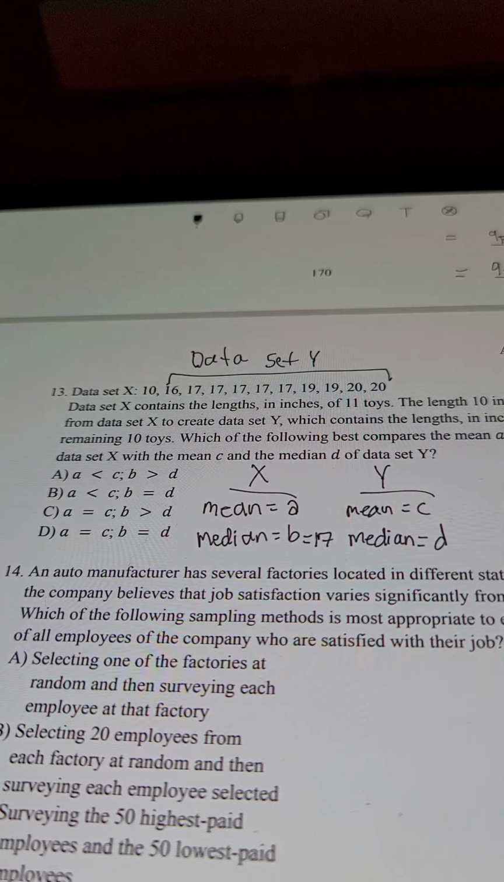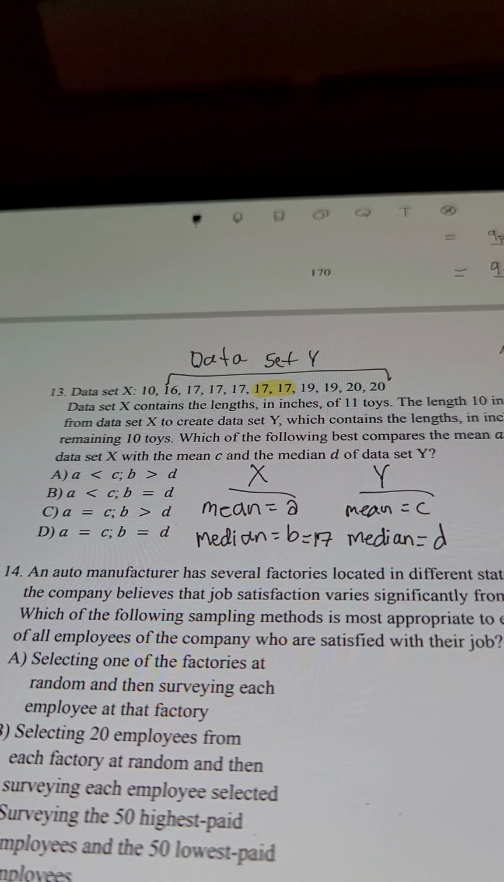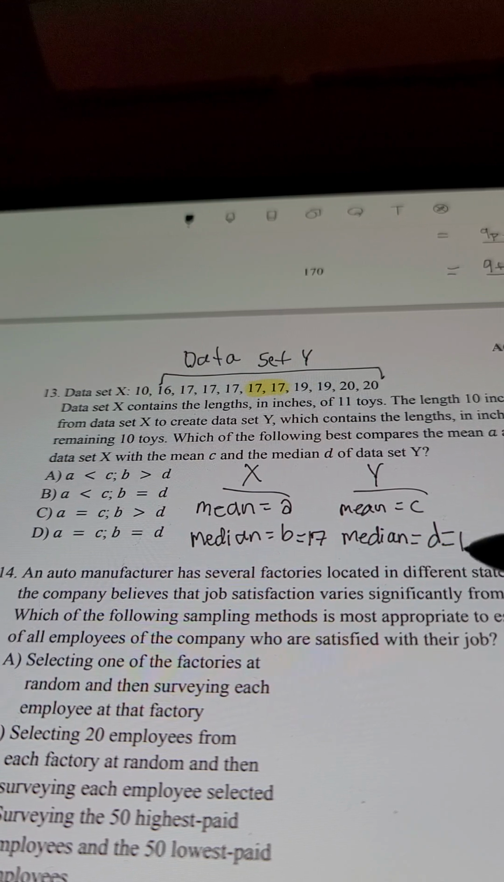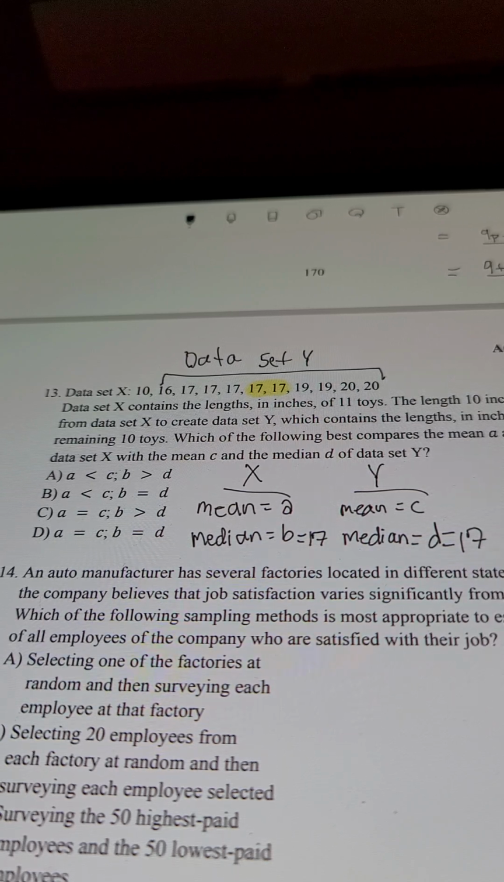Now let's find the median for dataset Y. For dataset Y, there's 2 numbers in the middle, 17 and 17, so we have to take the average of that. So 17 plus 17 divided by 2 is just 17. So D would be 17. So B and D have to be equal, so we can automatically cross out 2 of our answer choices here.